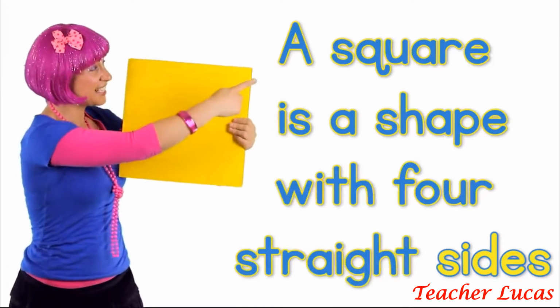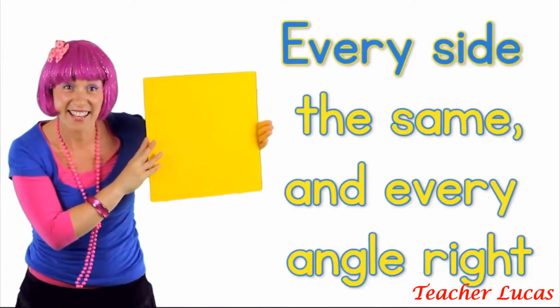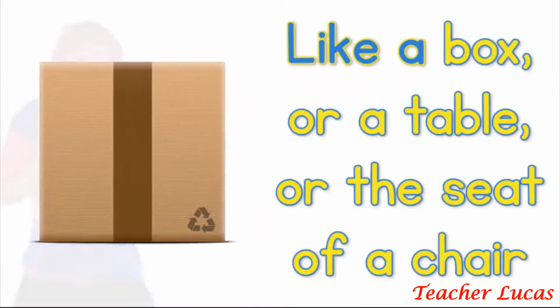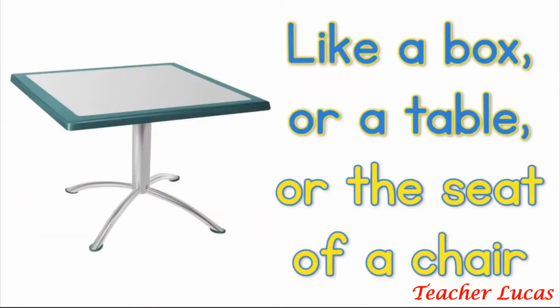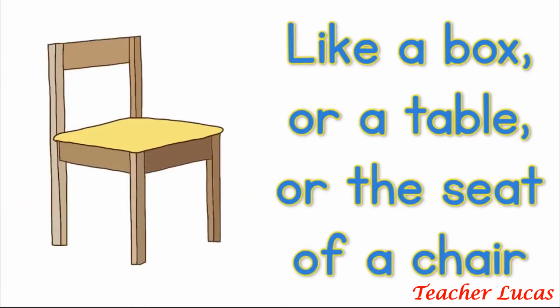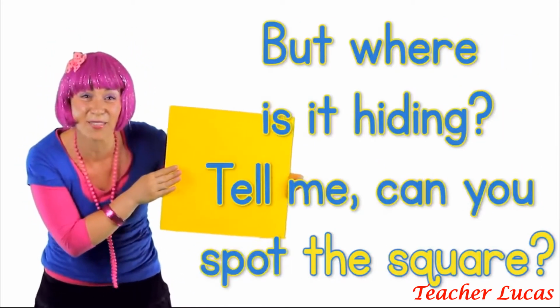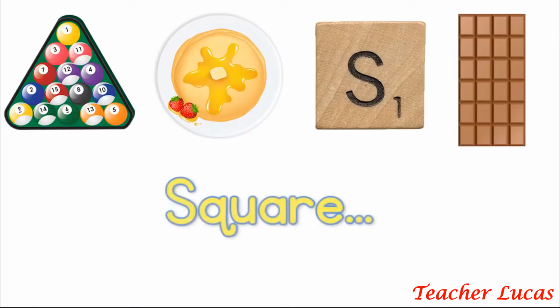Four straight sides, every side the same, and every angle right. Like a box, or a table, or the seat of a chair. But where is it hiding? Tell me, can you spot the square? Square! Where's the square?